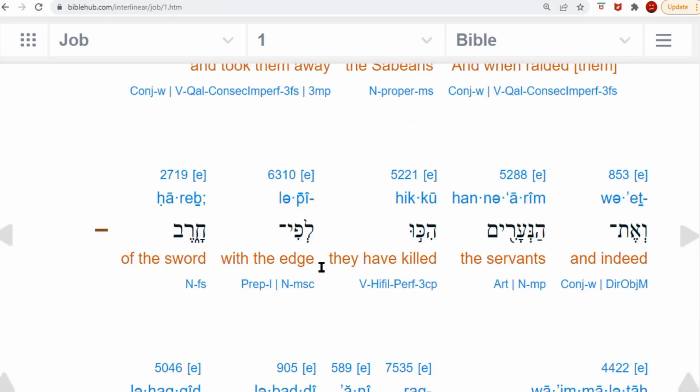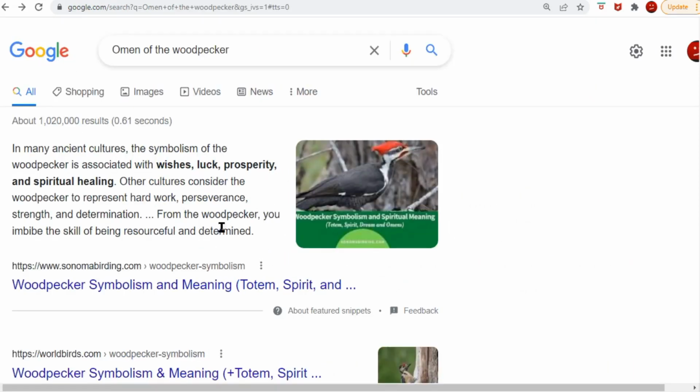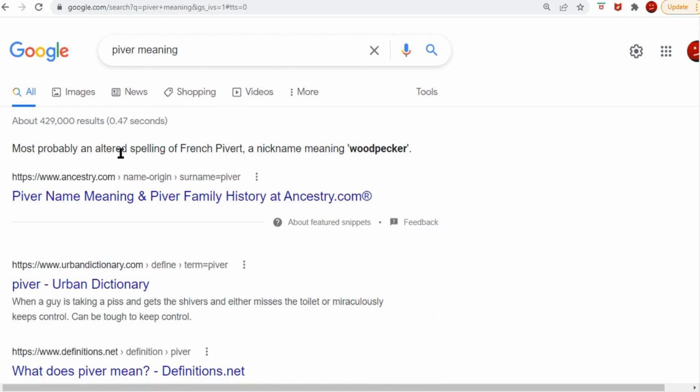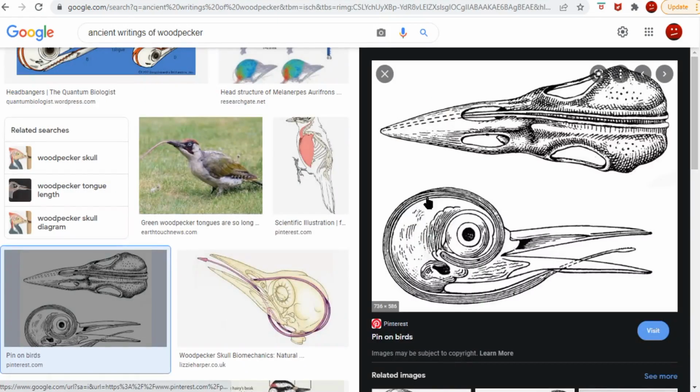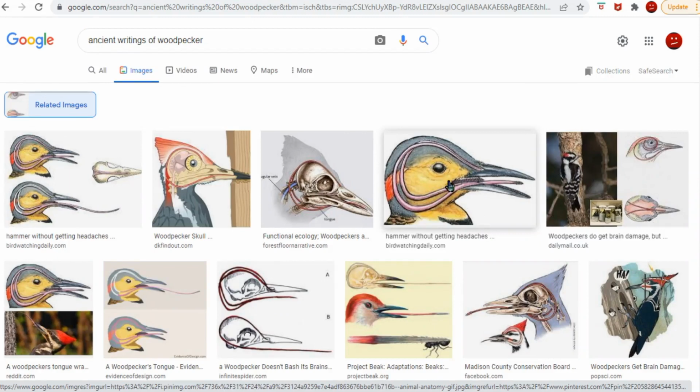And so a Kukul Piver, before here it was explaining that astrology map I was showing you. And so that's what steered me here. That's how I figured out what this was, because it was talking about the beginning and explaining that map. But a Kukul Piver is a woodpecker. Woodpeckers have their spiritual meaning in all the ancient cultures. Most probably an altered spelling of a French pivert, nickname for a woodpecker. And they were known in ancient times for this strange tongue that wraps all the way around their brain. I guess it's a shock absorber to keep from getting a headache with all that hammering.